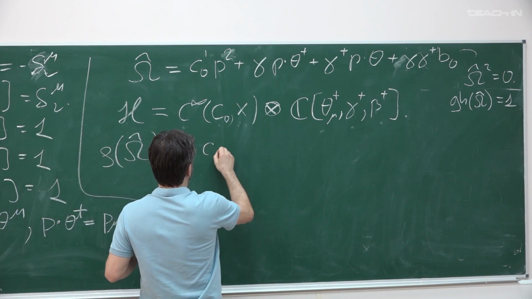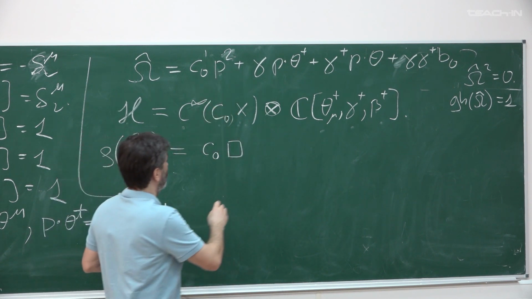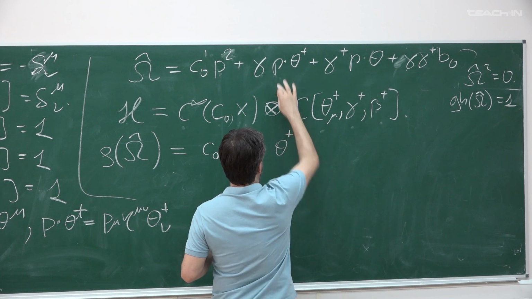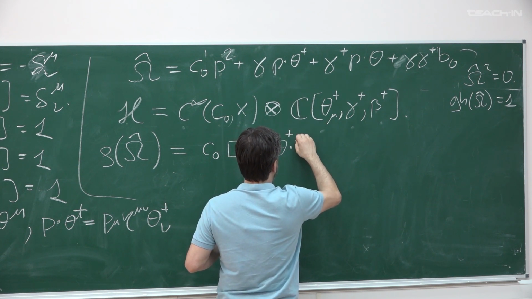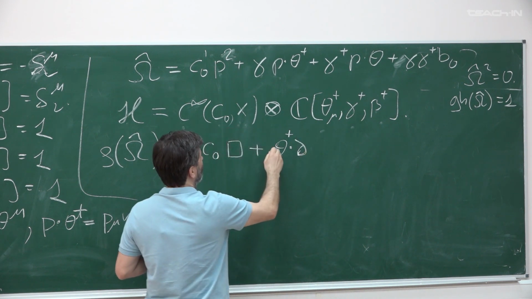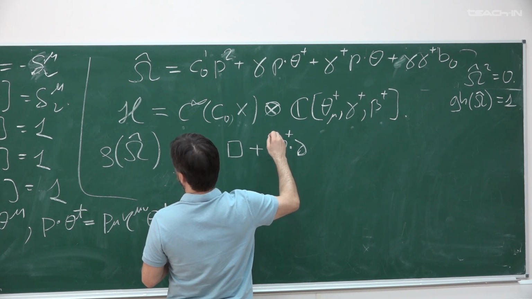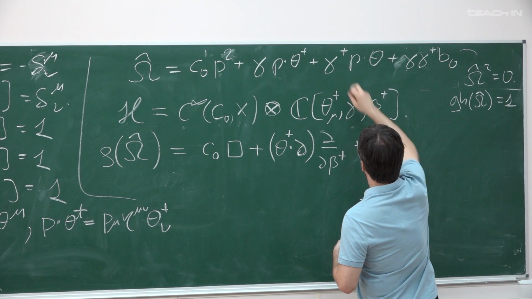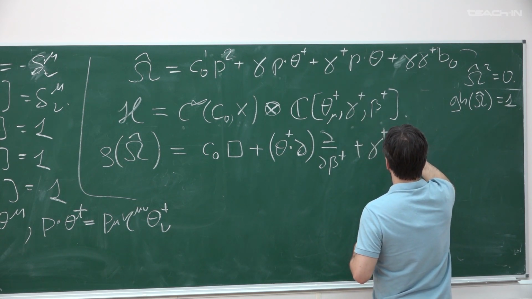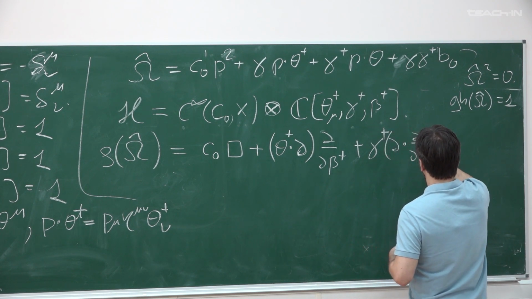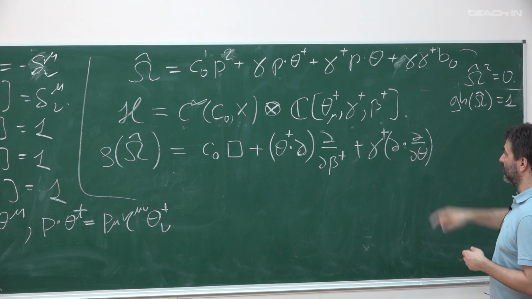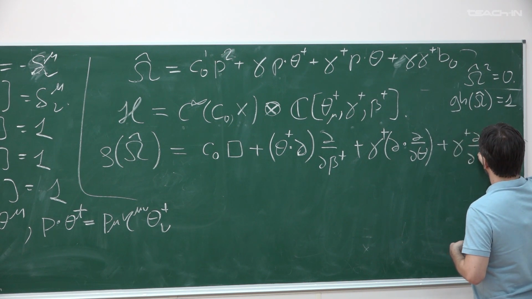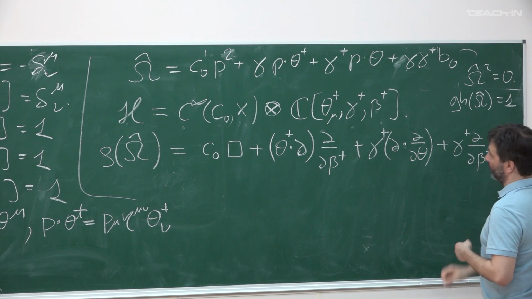We have C naught box, right? P squared gives us the D'Alembertian. Gamma is d over d beta, so we get theta dagger p is d over dx, this is just a derivative, d over d beta dagger, plus gamma dagger, and here we get d with d over d theta. And again, dot means invariant contraction of Lorentz indices. Plus, here I get gamma dagger, d over d beta dagger, d over d c naught. That's how it acts.